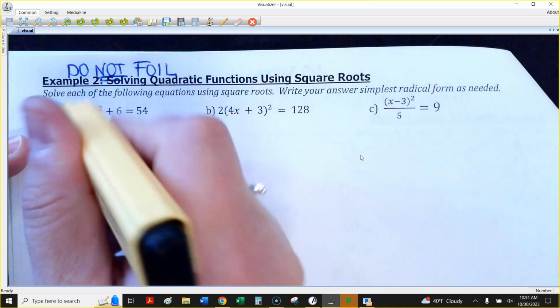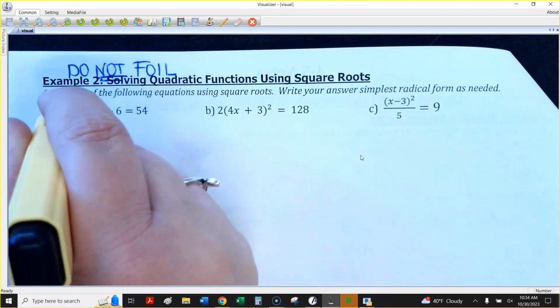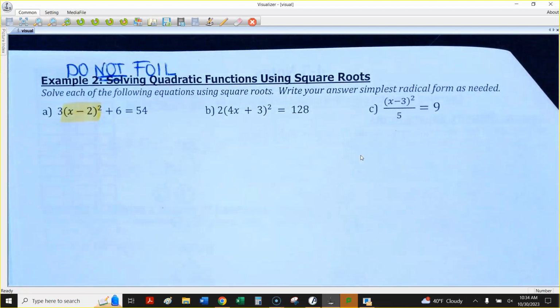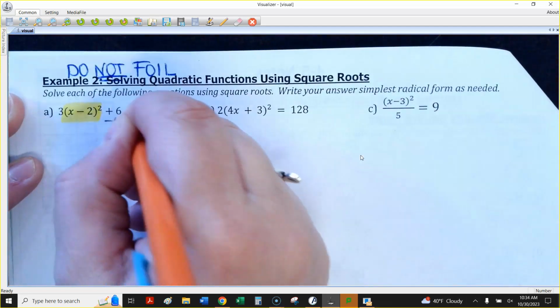So don't FOIL this. Whatever's in the parentheses, I want you to treat that like a giant variable. Just pretend like that whole thing is just x squared. I know it's more complicated than that, but just get that by itself on one side. So to do that, I'm going to get rid of this 6, just subtract 6.